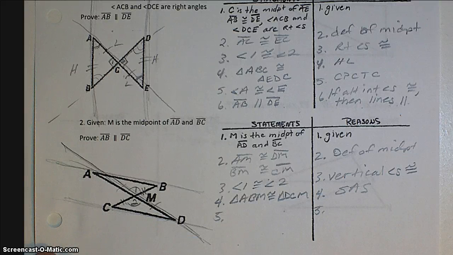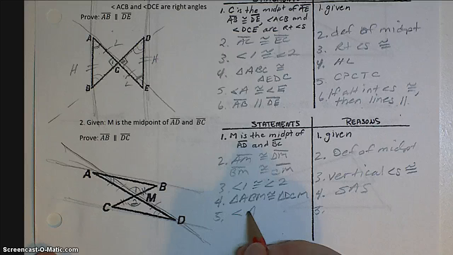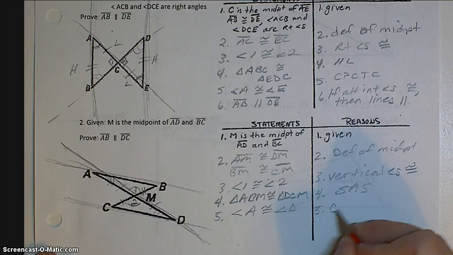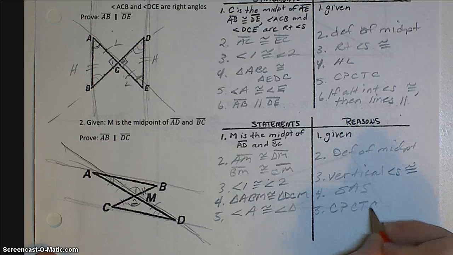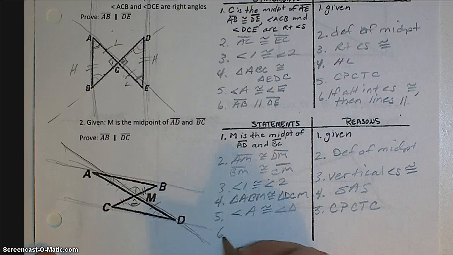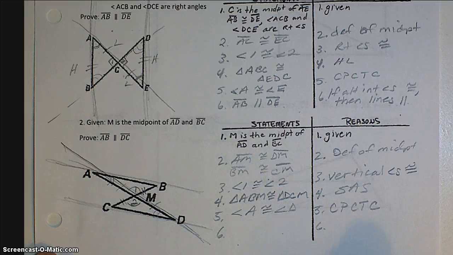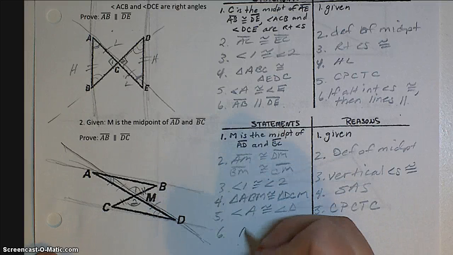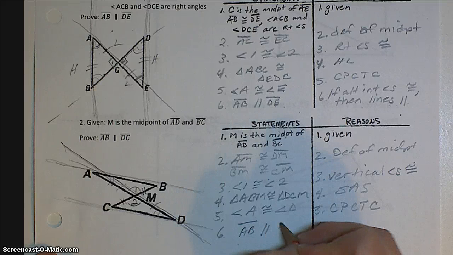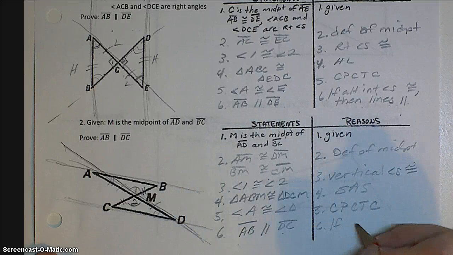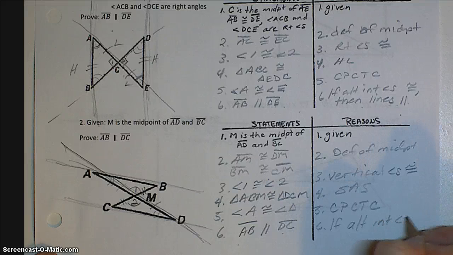If I choose that transversal AD, which angles would have to be congruent? That would have to be angle A and angle D, because those are the alternate interior angles. Well, they are congruent, because corresponding parts of congruent triangles are congruent. If that happens, then the lines must be parallel, because they're alternate interior angles.